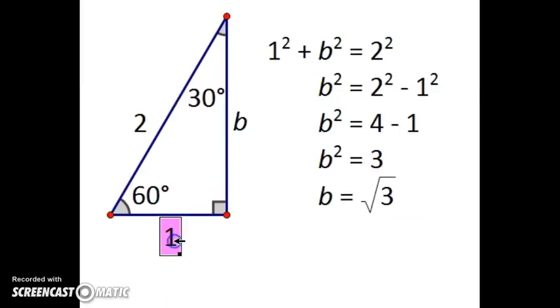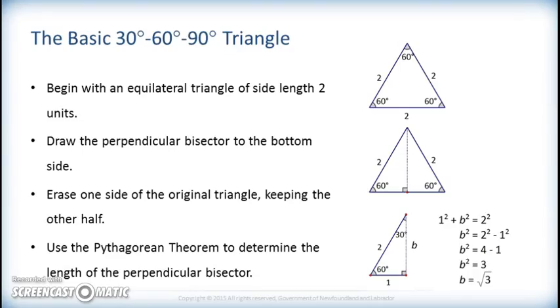We have 1 squared plus b squared equals the hypotenuse squared. Doing a bit of rearranging, we now have b squared equals 2 squared minus 1 squared. So it turns out that b squared is 3, and therefore b is equal to the square root of 3, which we can now label on our triangle. That's our basic 30, 60, 90 triangle. You should memorize those side lengths. Once again, the steps are recorded here for you.